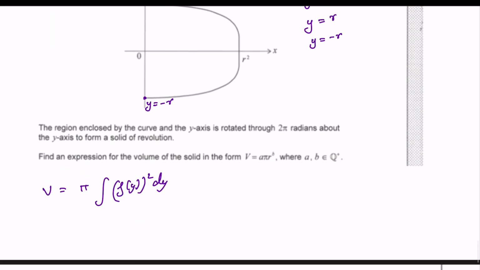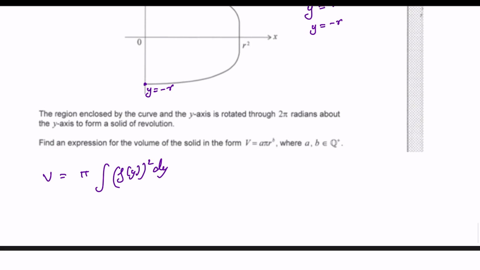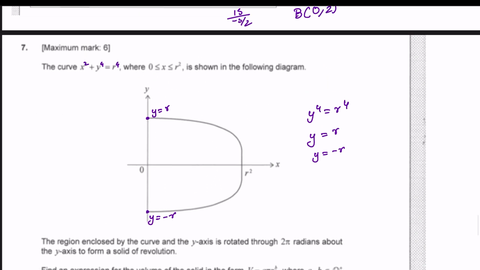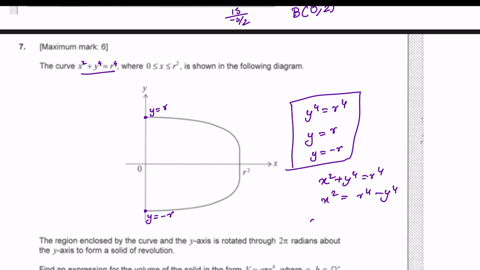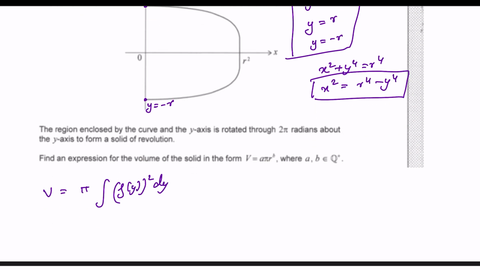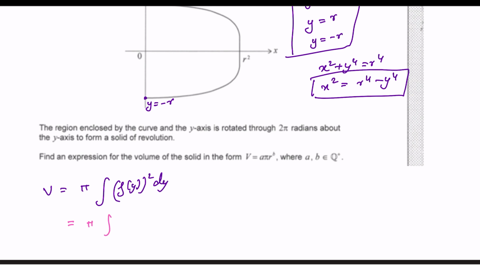Now we just have to place values and then simply integrate and we'll be done. This was to find y. Now from this curve, x squared plus y to the power of 4 was r to the power of 4, right? So x squared is r to the power 4 minus y to the power 4. So x is basically your f of y, so we can just use this equation. So x squared is f of y whole squared. The limits would be from minus r to r, and this would be r to the power 4 minus y to the power 4 dy.